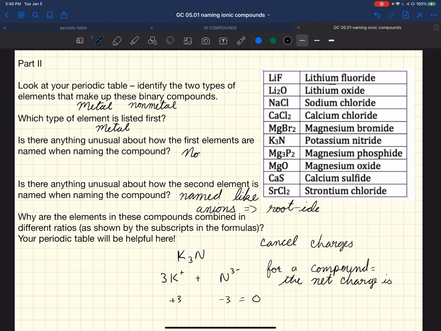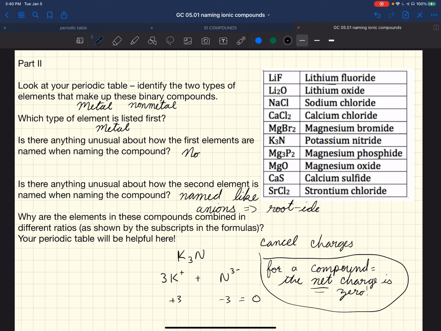And that is really, really important. Now, the term net here means just total or sum, the sum of the charges, okay? So for a compound, the net charge is going to be 0. That is really super important. You should really know that and not get messed up by it. So again, they're combined in different ratios to balance out charge.